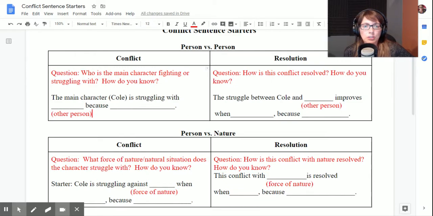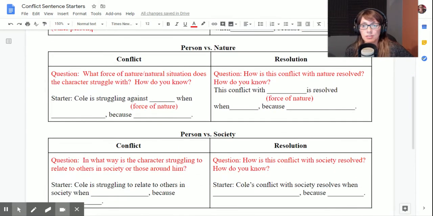Then you're going to look for a resolution to that conflict. How is that conflict being resolved? Depending on which character you choose, it may be a resolution that is happening right now while you're reading. It may be something that already was resolved, or it may be something that we can predict about how it might be resolved. So you're going to answer the question, how is that conflict resolved, and how do you know? The struggle between Cole and this other person you've chosen improves when, or if you're making a prediction, you can say will improve when. So when whatever happens, okay? And then you're going to tell me, why does that actually resolve the conflict?